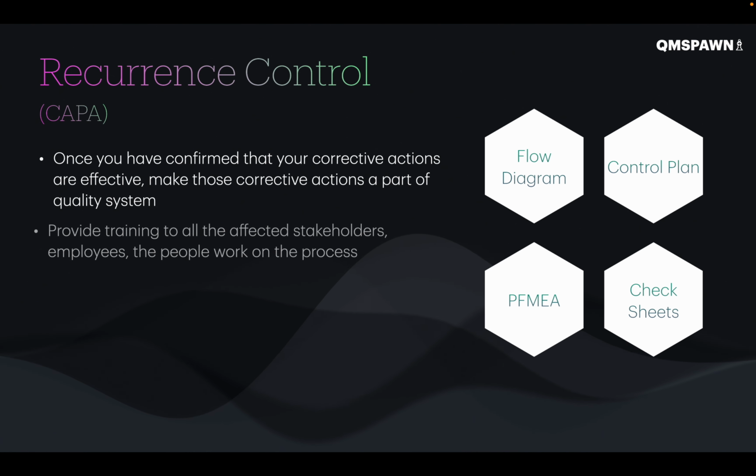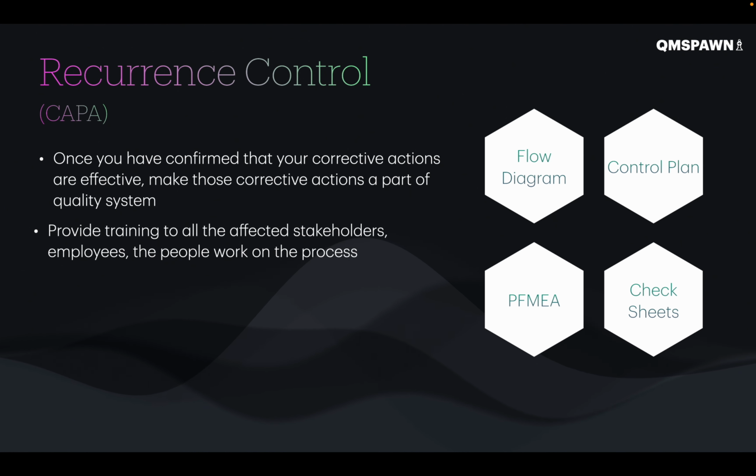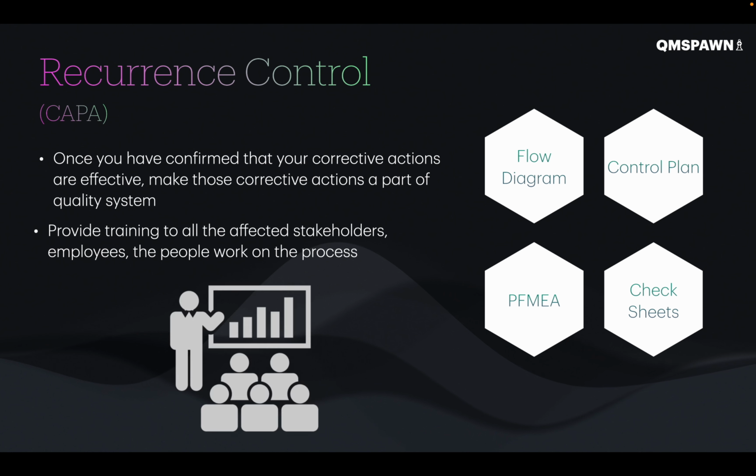The other important thing here that often gets overlooked is training. To implement some sort of new controls or new inspections or a new step in our process, it's really important that we train all our affected stakeholders, employees, the people who are working on the process, right?